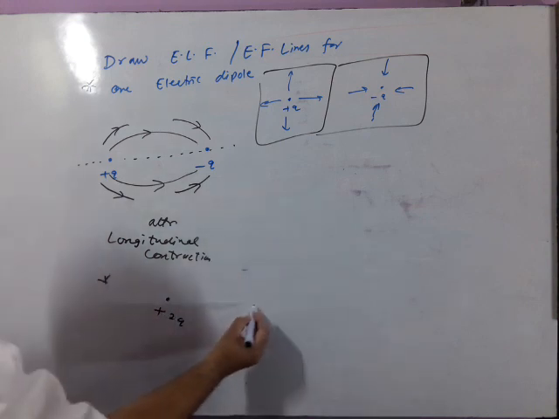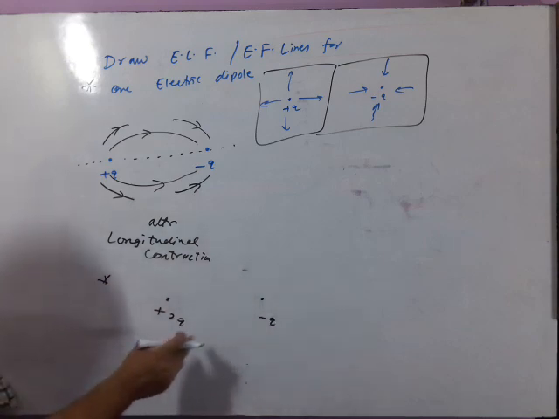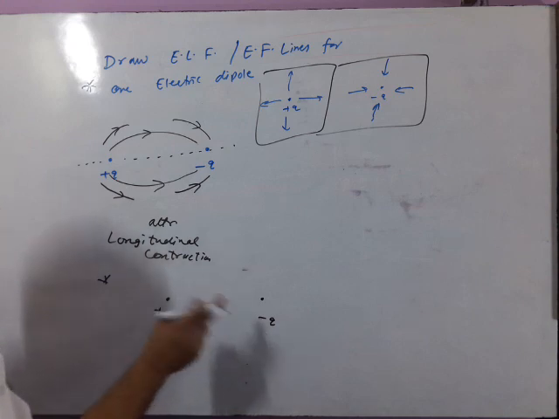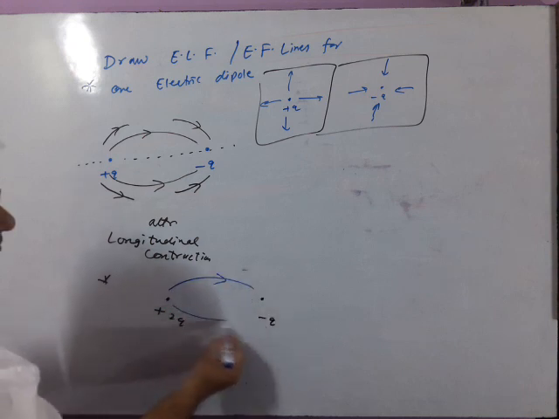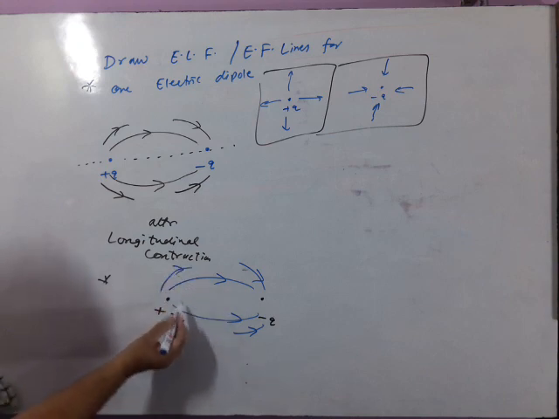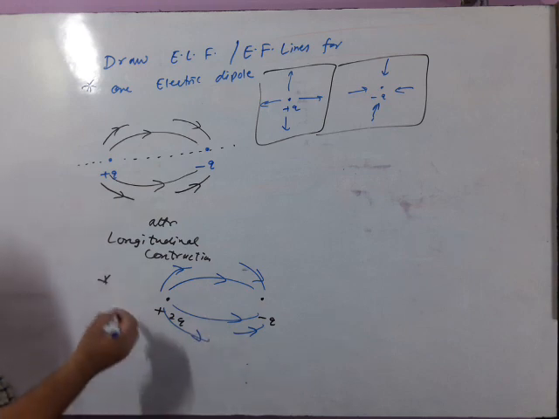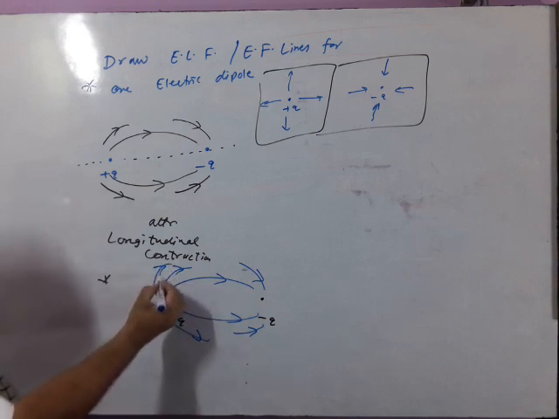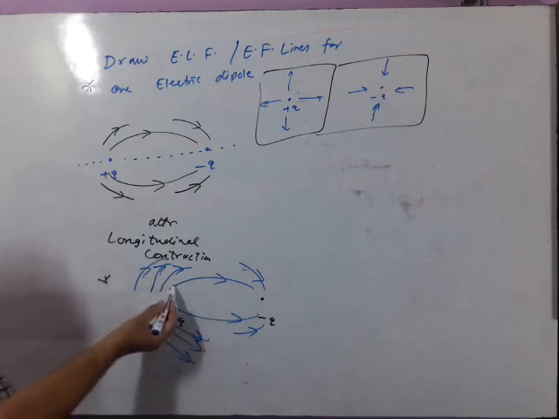Plus 2q and minus q. It is shown. Then, if you show 4 lines for minus q, you will have to show 8 lines for 2q. And this diagram. See first, second, third and fourth for this minus q. Now for this we will have to draw 8 lines. For plus 2q, 1, 2, 3, 4. So 4 more. Count it 1, 2, 3, 4, 5, 6, 7, 8.